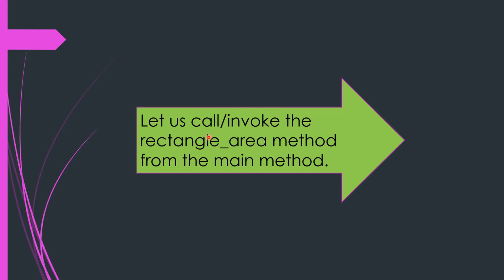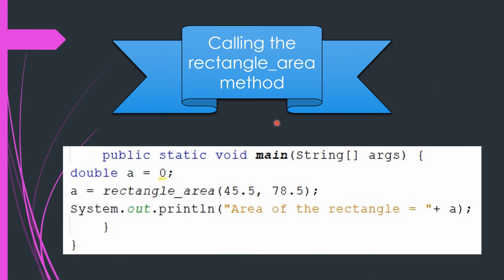Now let us call or invoke the rectangle area method from the main method. This will be an example by which you can clearly understand how to invoke a method. In our previous video, we studied how to write a method and how to declare it as a static method, what its parts are, and all these things. In this video, we will be calling the same rectangle area method. Let us see the coding for it. This is the coding that we have to do to call the rectangle area method. Let us understand this coding in more detail.